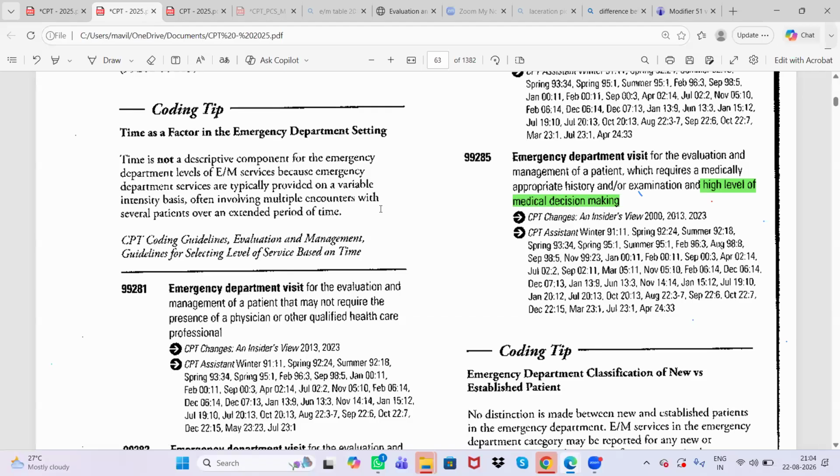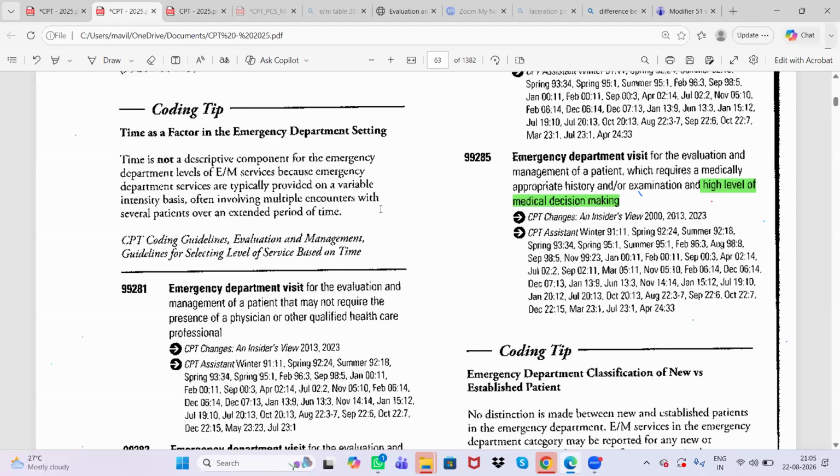What is time-based coding? First of all, the provider spends a certain time with the patient. For that time, we have the ENM codes, the evaluation and management codes, but not in the emergency department. We don't have time-based coding in the emergency department. Here we code only based on medical decision making. Am I clear so far?